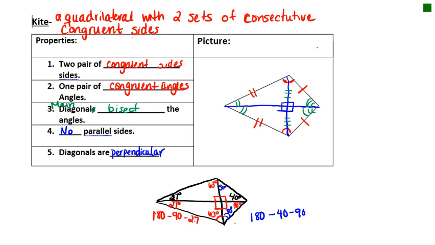Lots of times when you find missing sides and parts of a kite, you're going to use the Pythagorean theorem. All right, so those are your properties of trapezoids, isosceles trapezoids, and kites. So now your foldable should be complete.